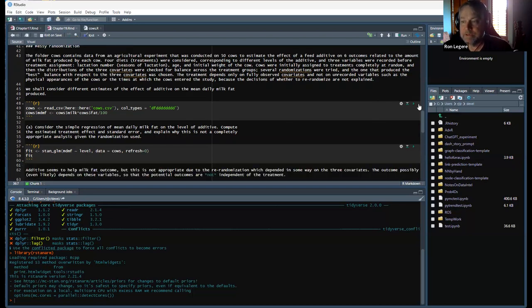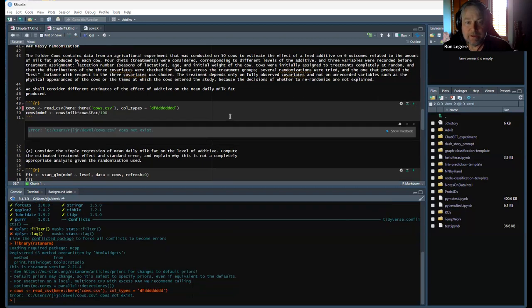In any event, we'll consider three different estimates of the effect of the additive on the mean dairy milk fat. So I'm going to read the CSV in, and of course, there's something wrong. What's wrong here? Oh, I didn't open the project.